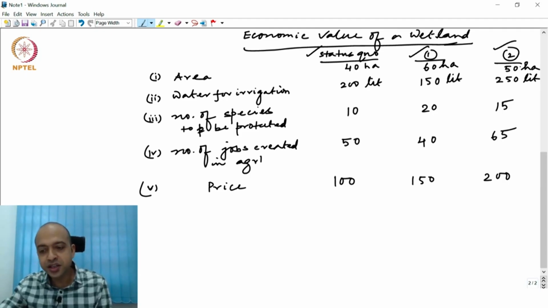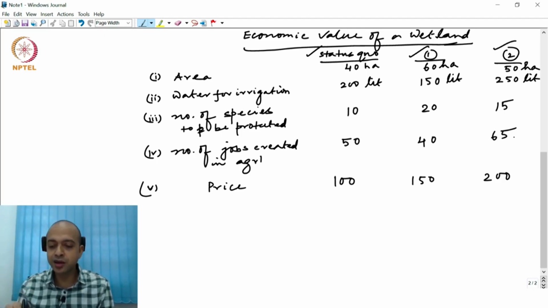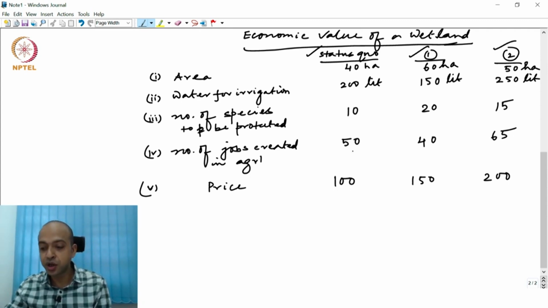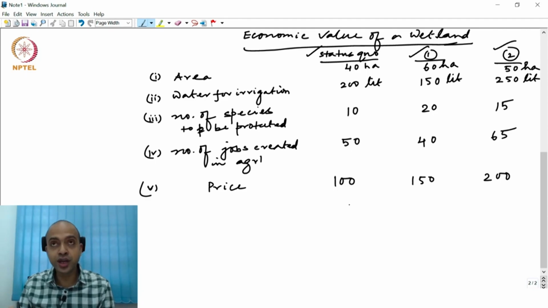Area of the wetland has increased from 40 to 50. Water supply has increased from 200 to 250. Number of species increased from 10 to 15. Number of jobs created increased from 50 to 65. And that means level of each of these attributes has increased, but consumers have to pay double the amount as compared to the status quo situation.